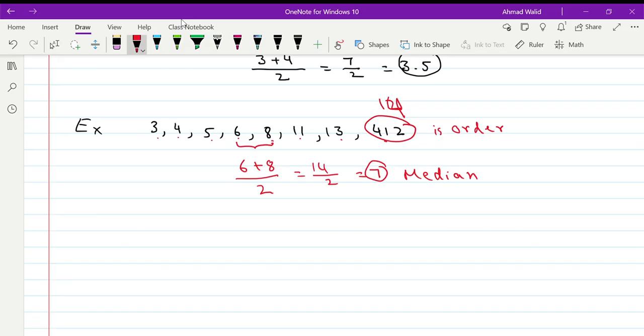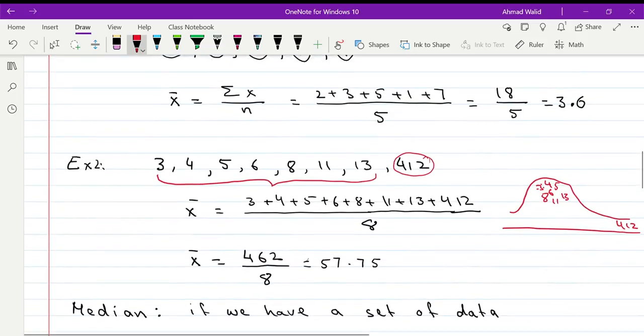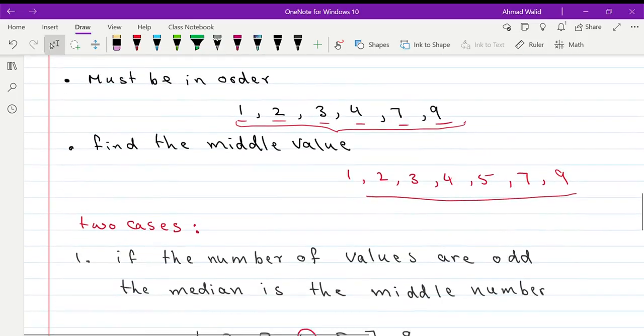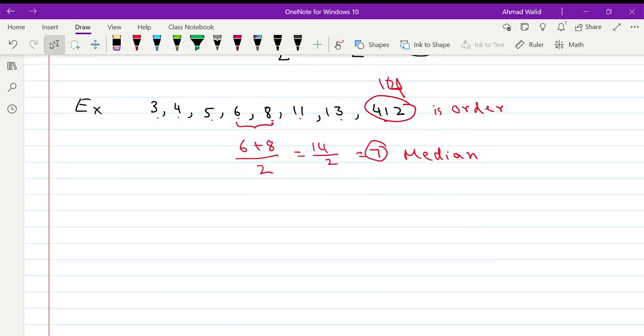But if I look for the mean, if this number is 412, we had 50 point something, right? Our mean was 57.75. But if I change it to 14, the mean immediately goes down too, correct? Then from here, I want to give you a small note that you have to remember.